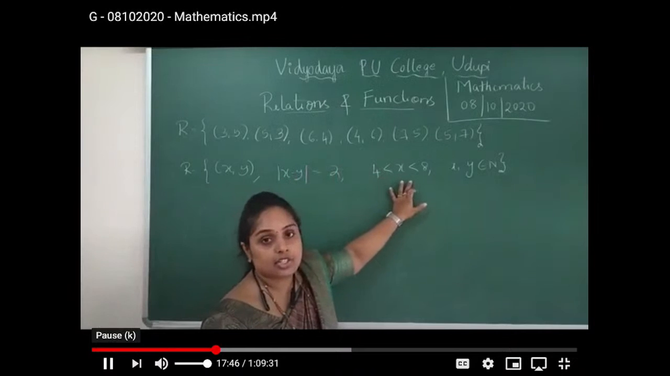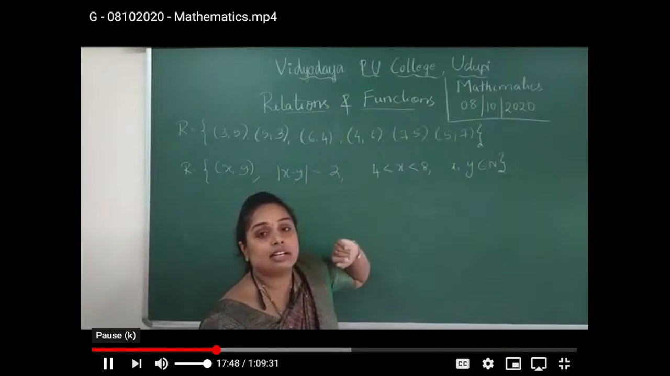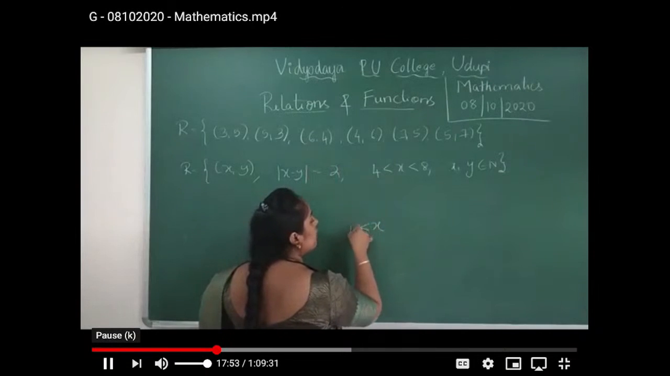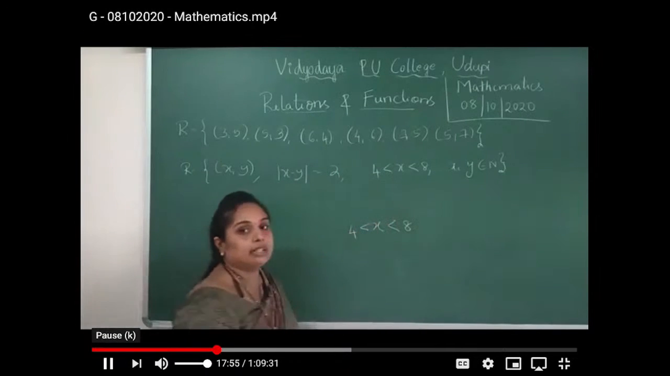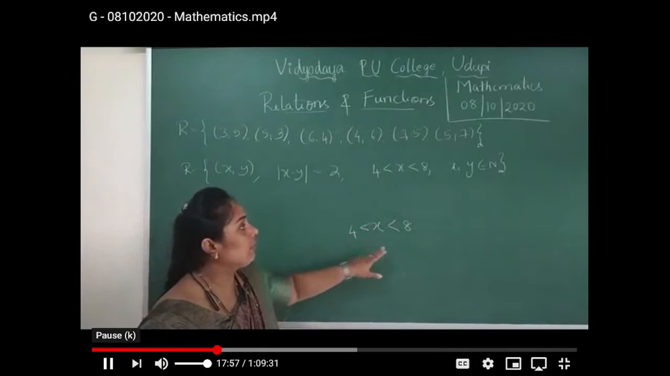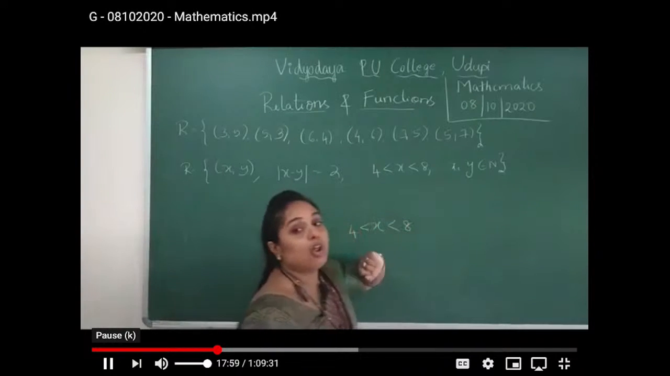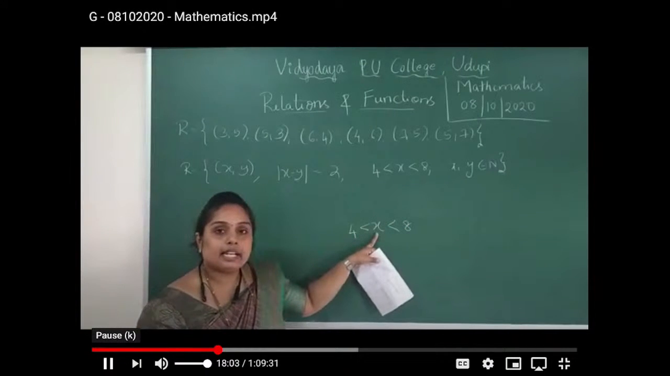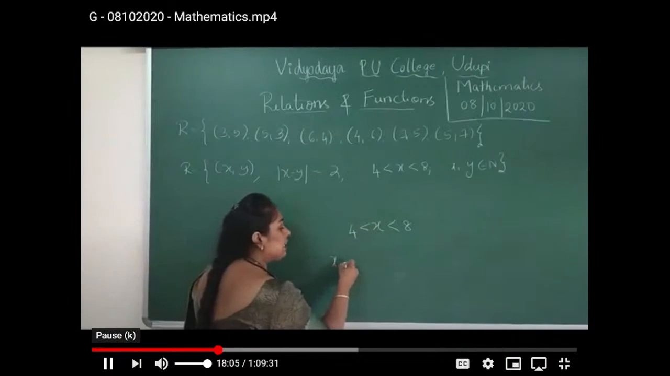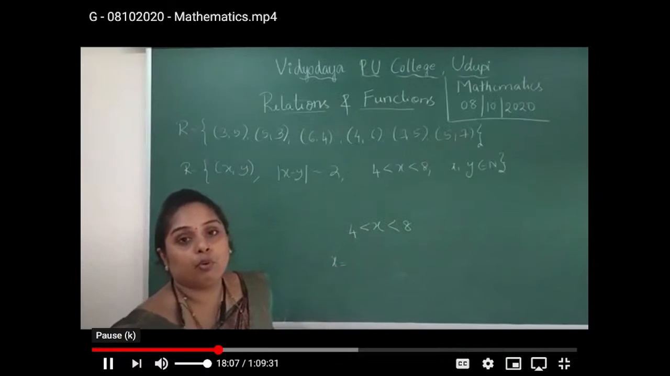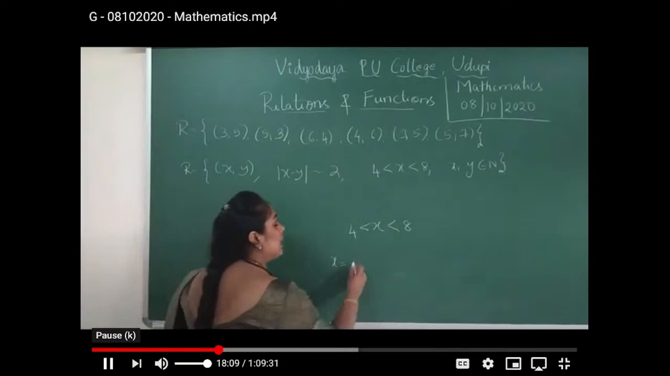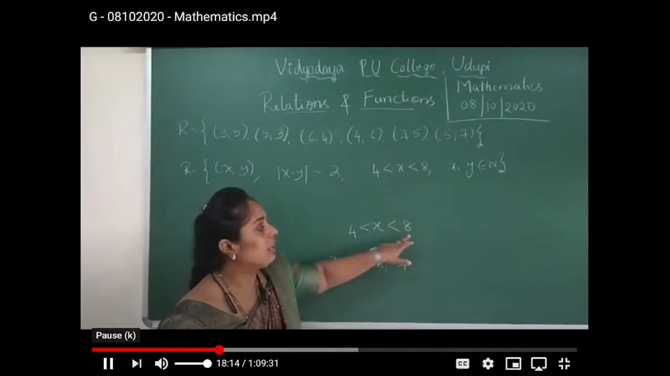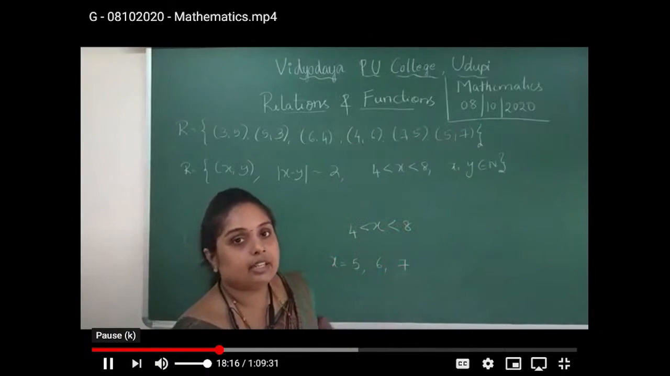Let us check the condition now, whether it's satisfying this condition. It's given x is greater than 4 and less than 8, and x and y belong to natural numbers. So what are the elements x can take? X can take elements which are greater than 4, so it can be 5, it can be 6, it can be 7. Not even 8, because it is less than 8.